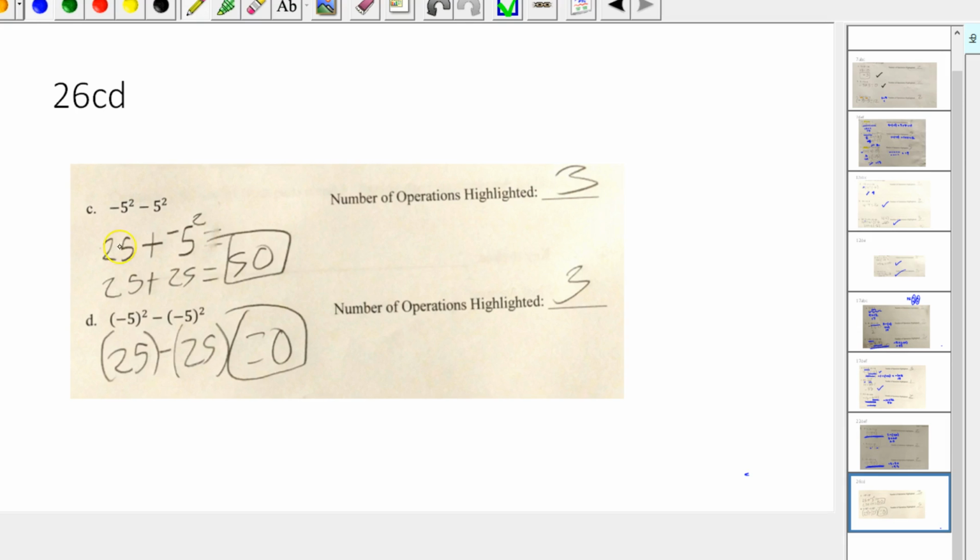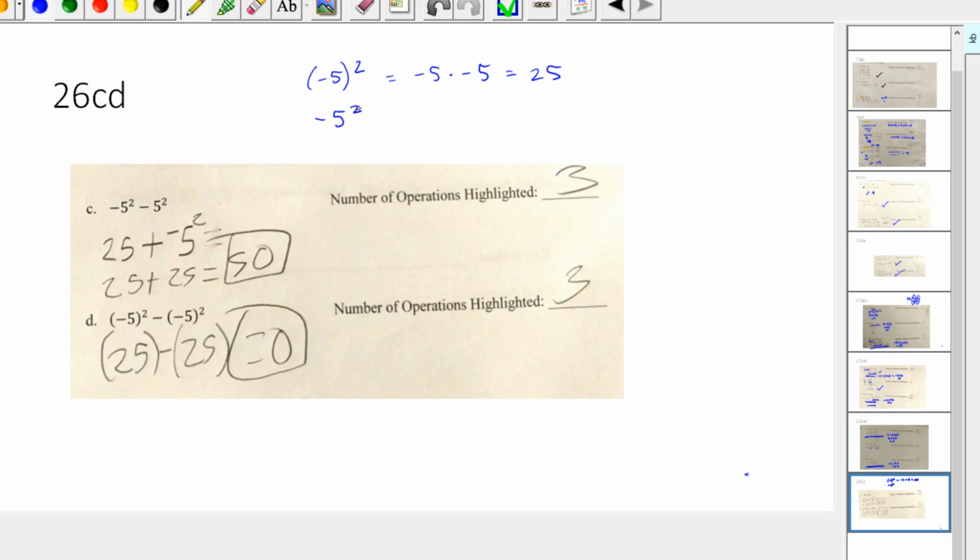Okay, and here's our last slide. Okay, so you have to be careful with exponents. So if you have negative 5 squared, that means 2 factors of negative 5. So multiply negative 5 by itself. And a negative times a negative is positive.